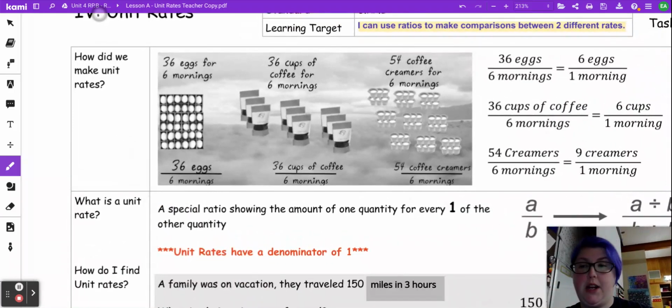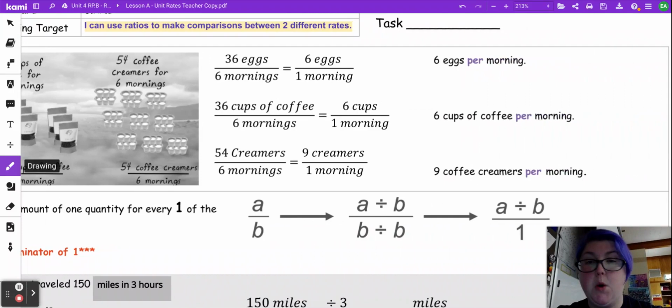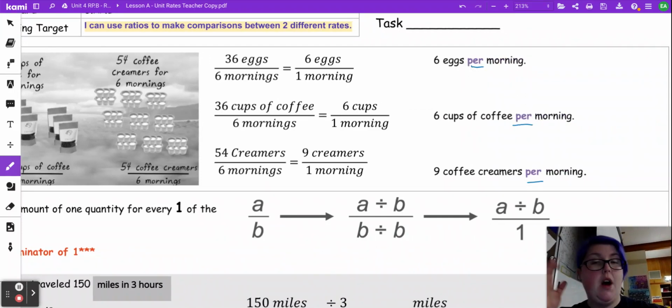In the road trip ratio, we were looking for how many eggs can they eat each day, how many cups of coffee, how many creamers. So we got 36 eggs divided by 6 mornings, 36 cups of coffee divided by 6 mornings, and 54 coffee creamers divided by 6 mornings. So the amount for each of those is per morning. We are trying to get down to one day, one morning, per one thing. So that's per one for each of those per morning.